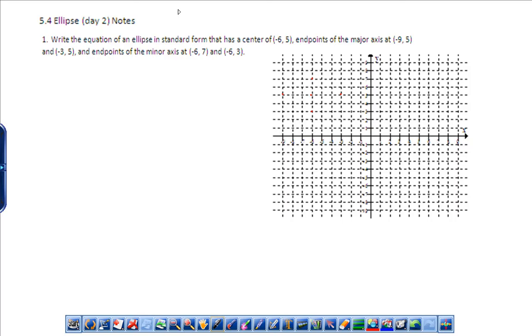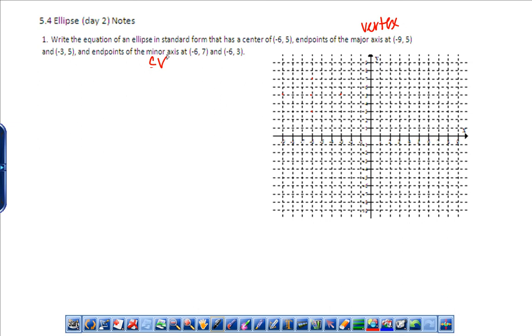This is 5.4, Ellipse Day 2 notes. It says write the equation of an ellipse in standard form that has a center at (-6, 5), endpoints of the major axis, remember this is your vertex, at (-9, 5) and (-3, 5), and endpoints of the minor axis, this is the co-vertex, at (-6, 7) and (-6, 3).